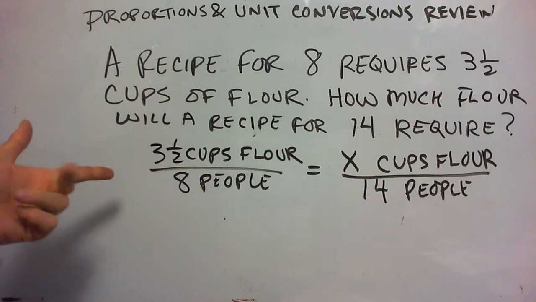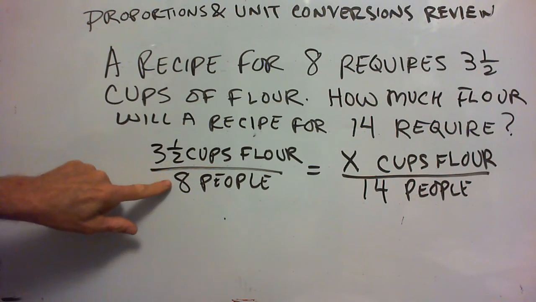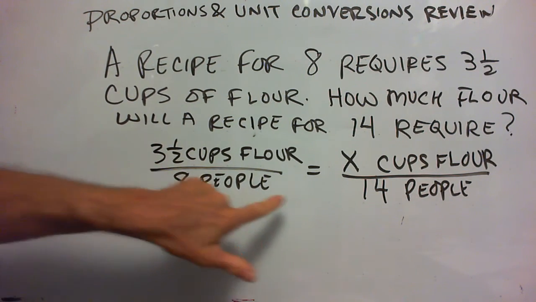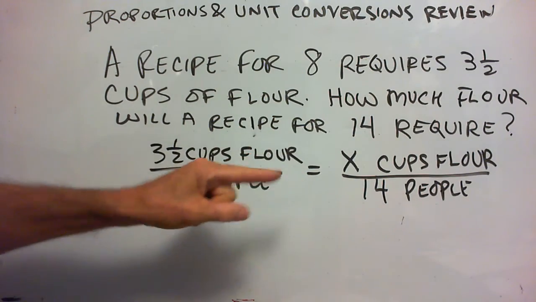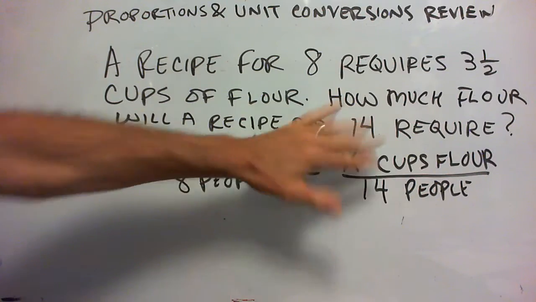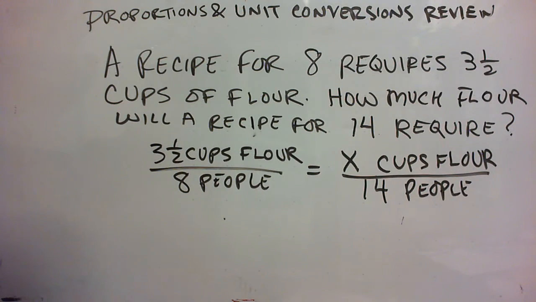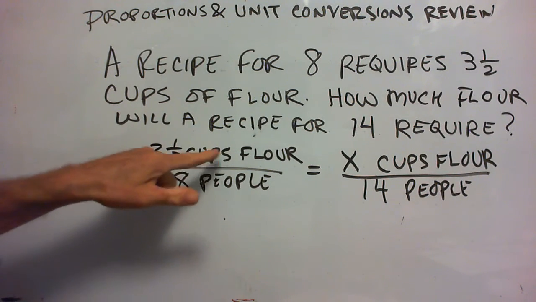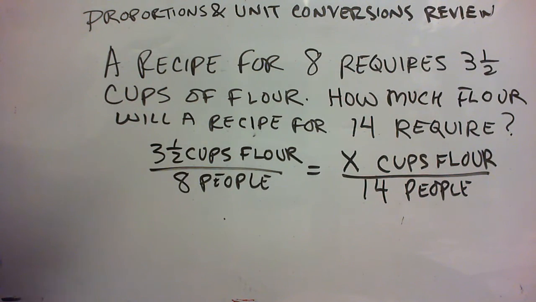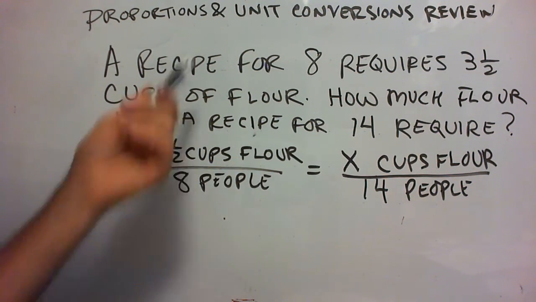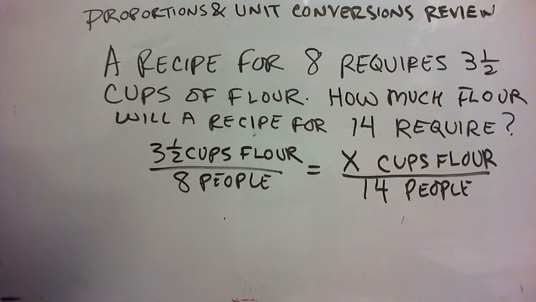Now you could have that reversed. You could have 8 people per 3½ cups flour equals 14 people per x cups of flour. As long as you reverse both of these fractions, that will also work. The units have to be the same on the left and the right as we do this. So now we just cross multiply and divide like we did in the previous problem.